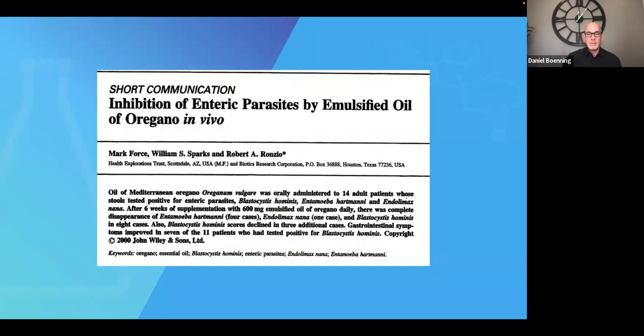But if you look at the German literature on oil of oregano, it's very anti-parasitic. And I feel personally, in my years of doing this, I think we underdiagnose or undertreat parasitic infections.